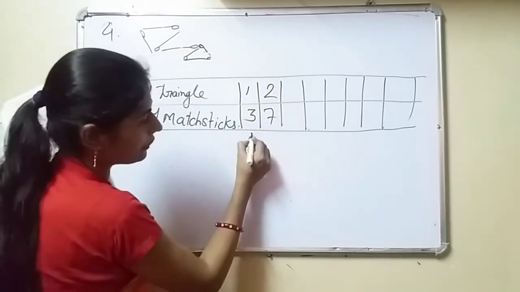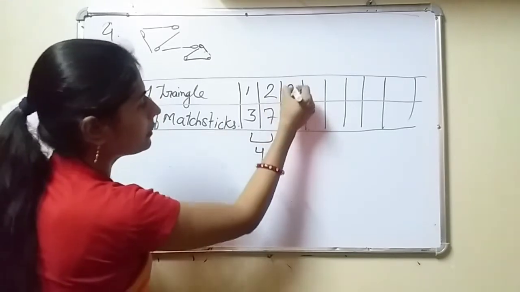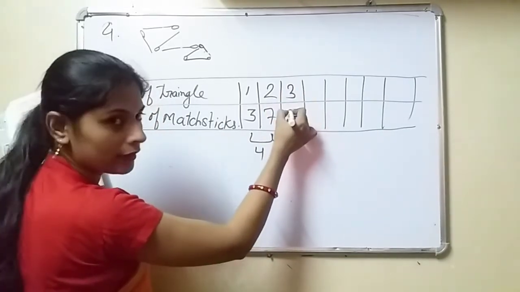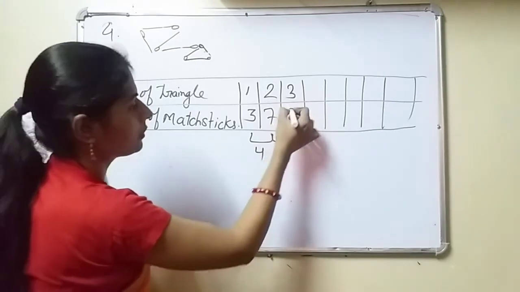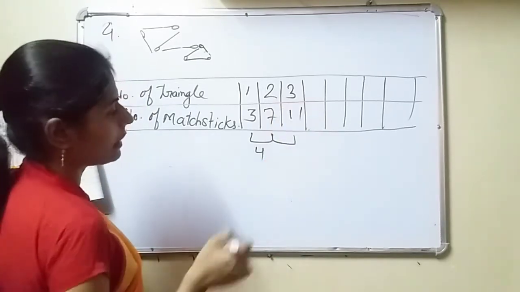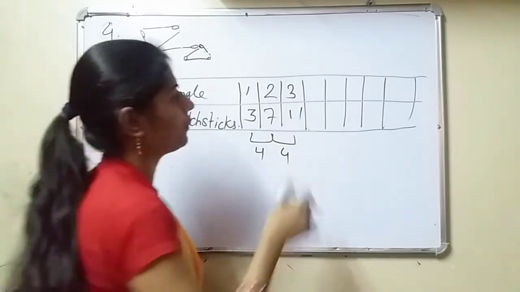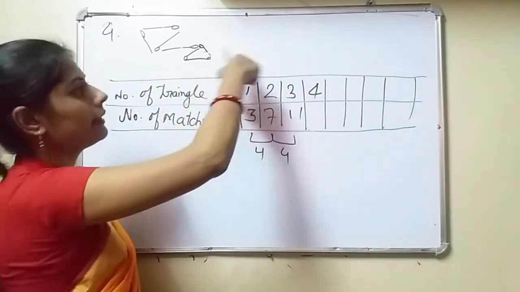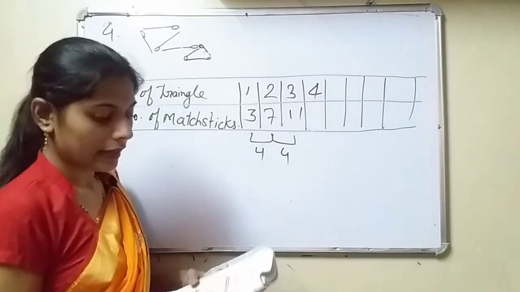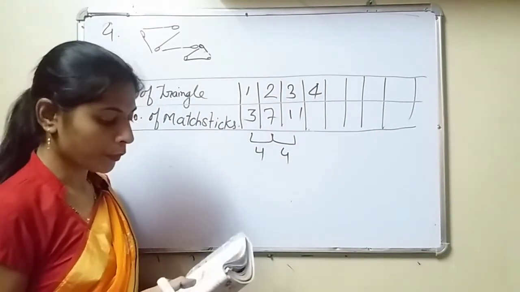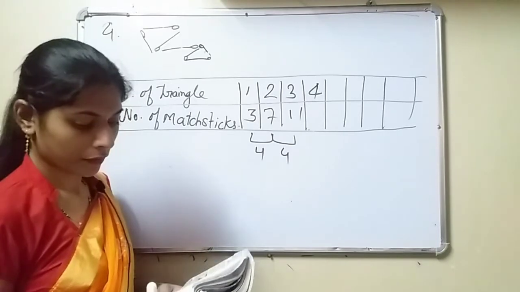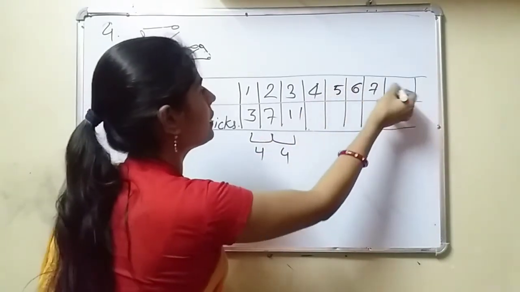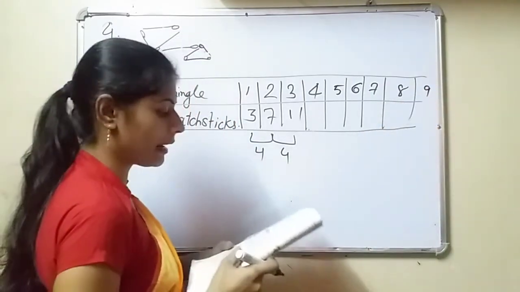Again you are getting a difference of 4 here. Then in 3 triangles, when you find the difference of 4, 8, 9, 10, 11, it means here you are getting 11. Here also you are getting a difference of 4. Then in 4 triangles, see, like this also you can solve by directly making the matchsticks here. Already they have made matchsticks for 5 triangles. They have asked up to 9 triangles.